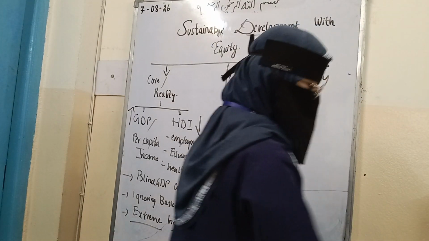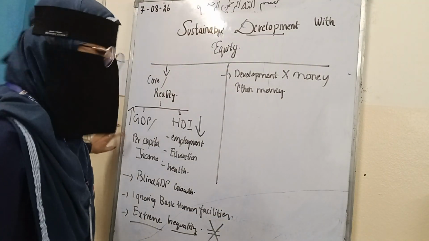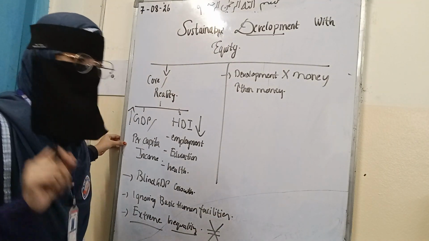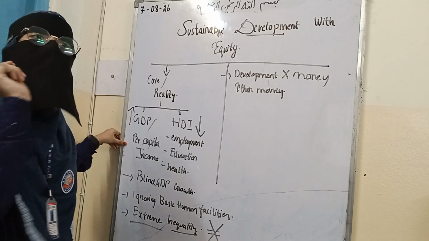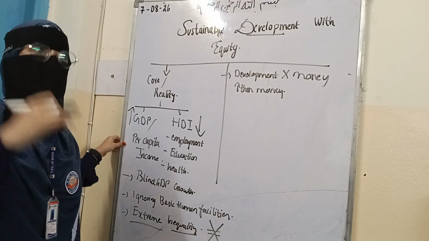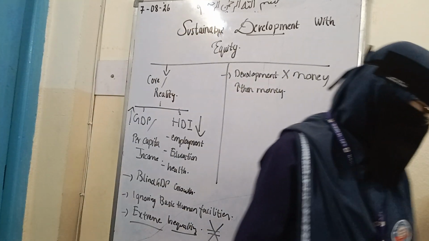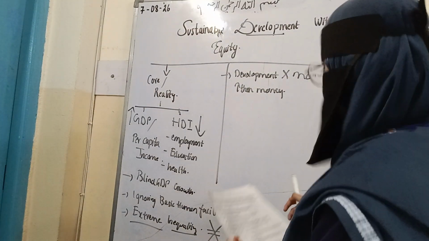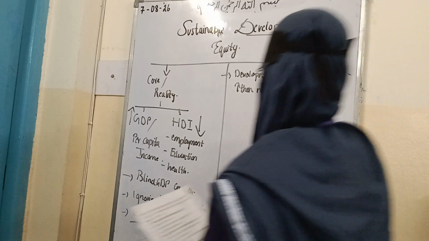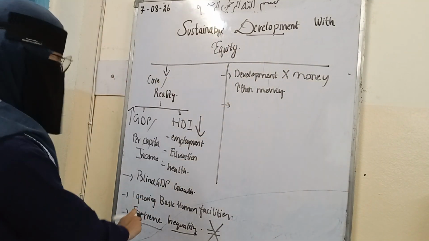Now next, GDP and per capita income. What I said, they just track the economic values, meaning related to money, how much they are earning, how much income. So it is all seen under the GDP and per capita. Whereas they are ignoring the critical realities like malnutrition.